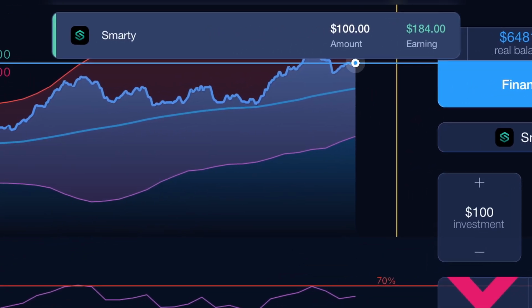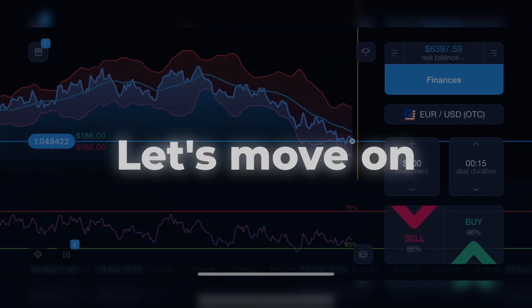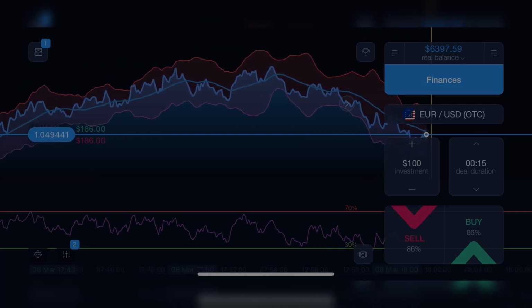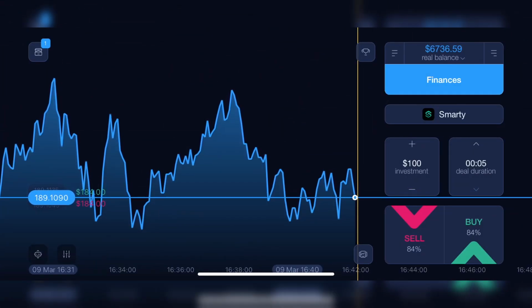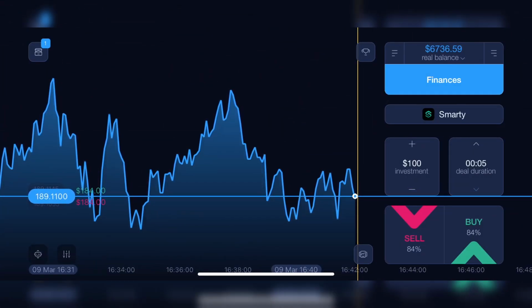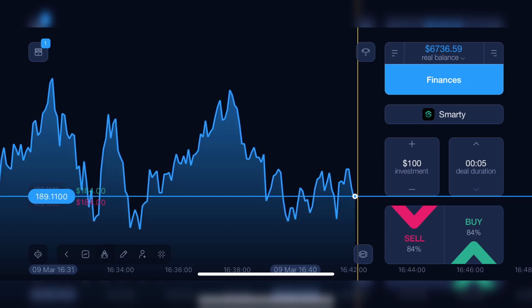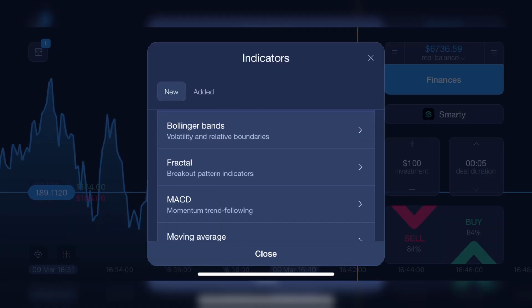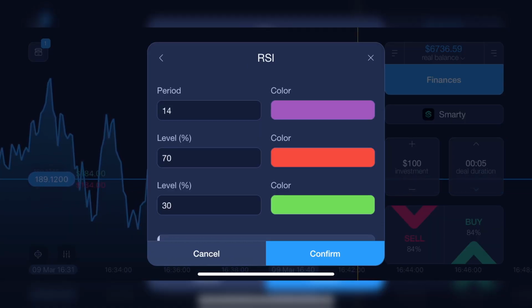As you guys saw, I won that trade. Let's move on to the strategy itself. First, to use this strategy, we need to add 2 indicators to the market. If you're a follower of my channel, you must know that I use these indicators very often.